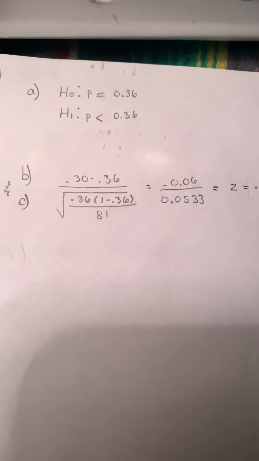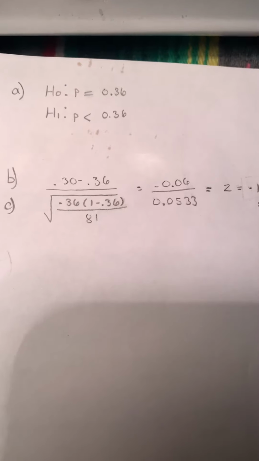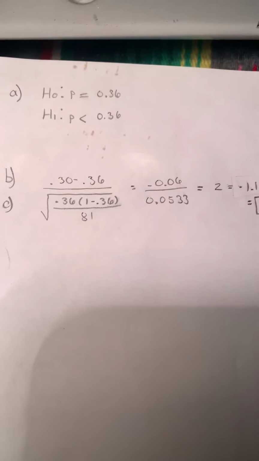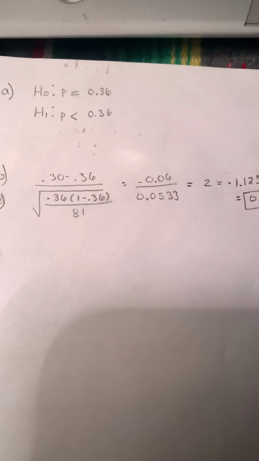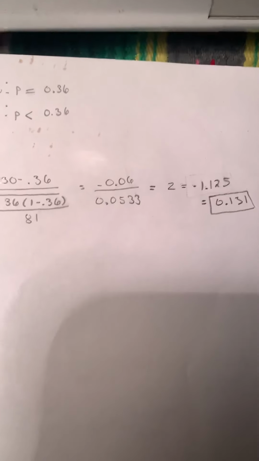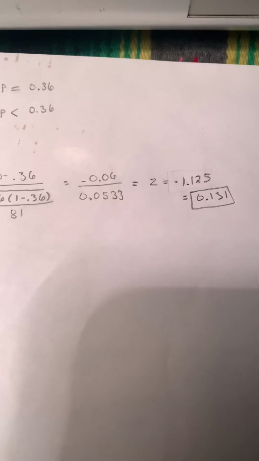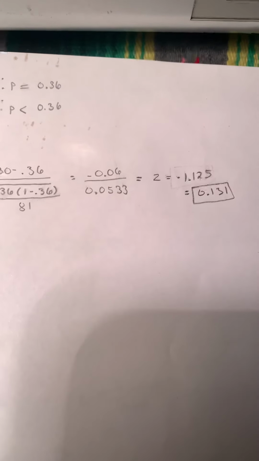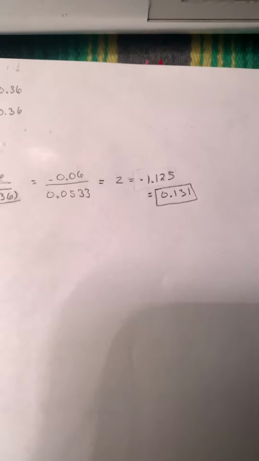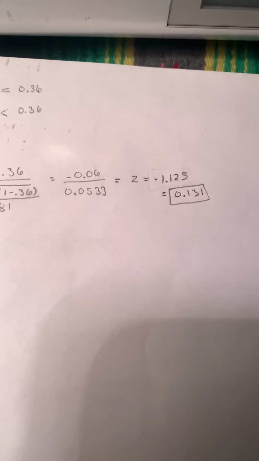So I got our 30% minus our 36% over the square root of 0.36 times 1 minus 0.36 over 81, which gives us negative 0.06 over 0.0533, which is our z, which gives us negative 1.125. And in our book, it gives us 0.131. And that is midterm 2. Thank you. That's B and C right here. That's part A for 6.